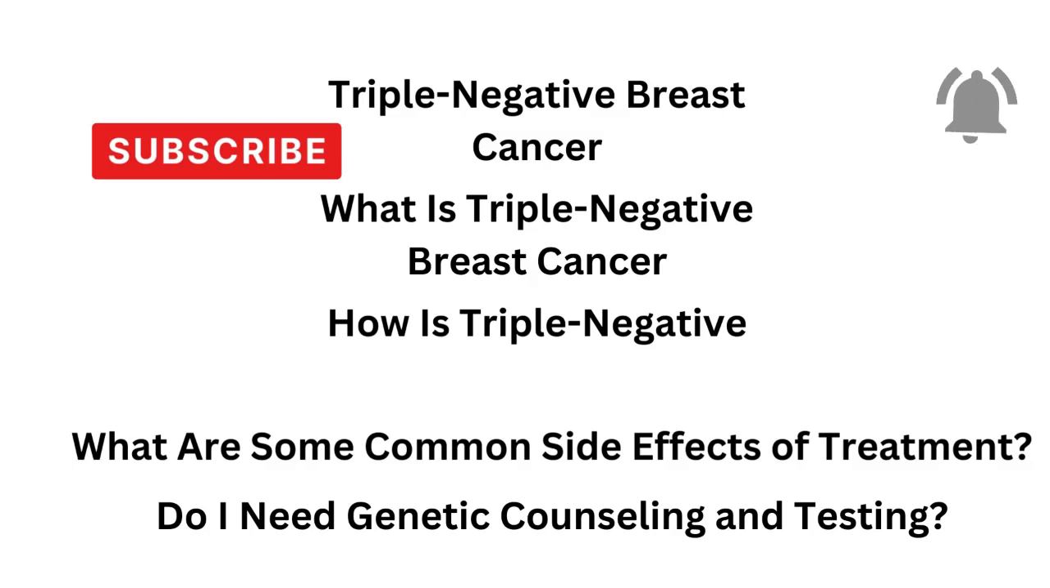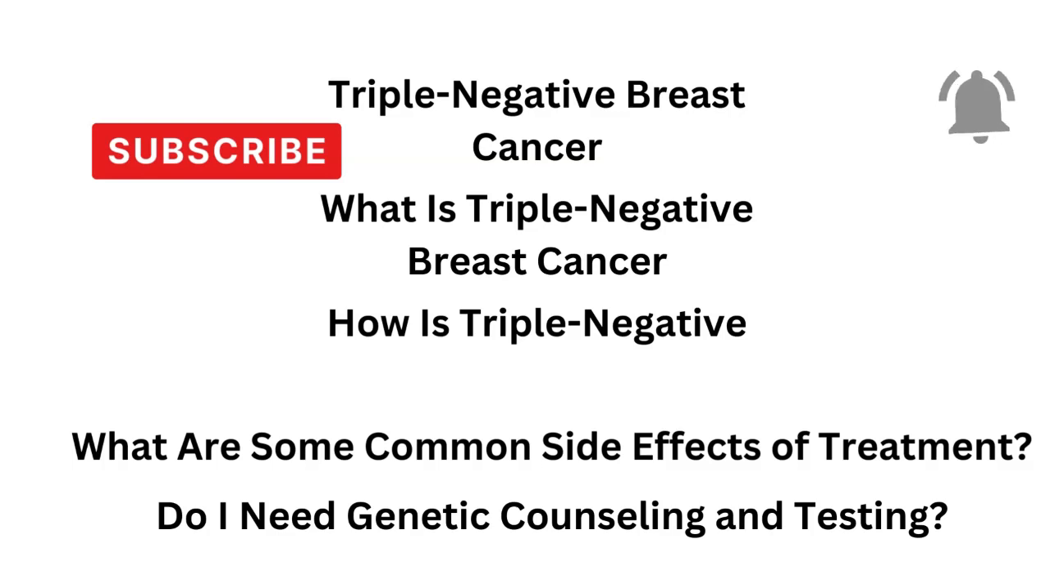Chemotherapy. Cells from the cancerous lump may have spread somewhere else in your body. The goal of chemotherapy is to kill those cancer cells wherever they may be. Chemotherapy lowers the chance that your cancer will grow or come back. What are some common side effects of treatment?